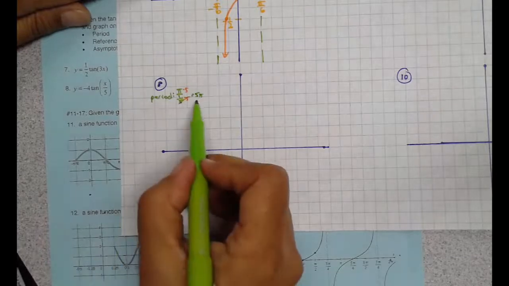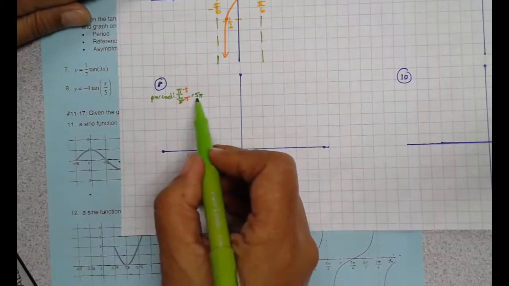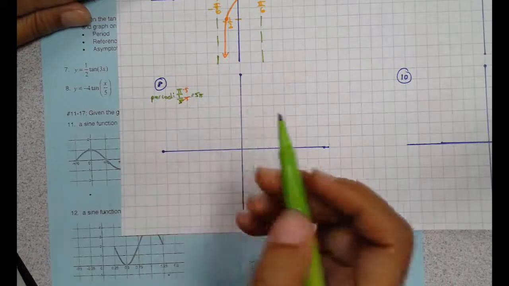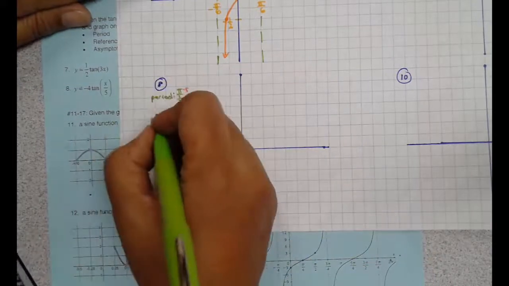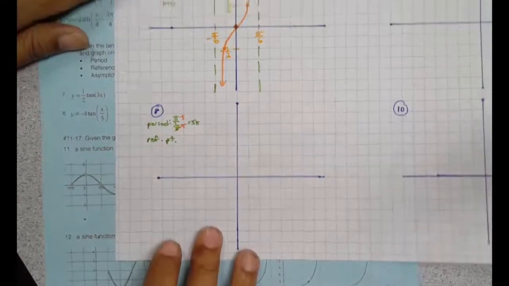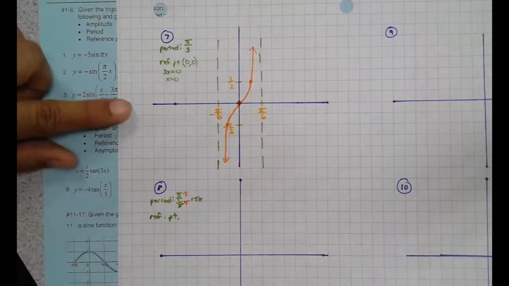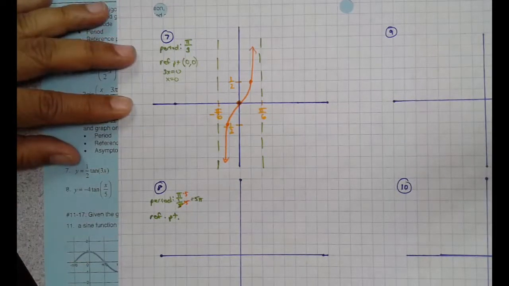So keep in mind, half of this will be to the right, half of that to the left. So I'm going to go 2.5 to the right, 2.5 to the left. All right, write a reference point. Oh, I forgot to do the equation of the asymptote up here. Let me redo that. Sorry, I'll get back to this one in a minute. I forgot to do the asymptote. We have to write the equation of the asymptote.